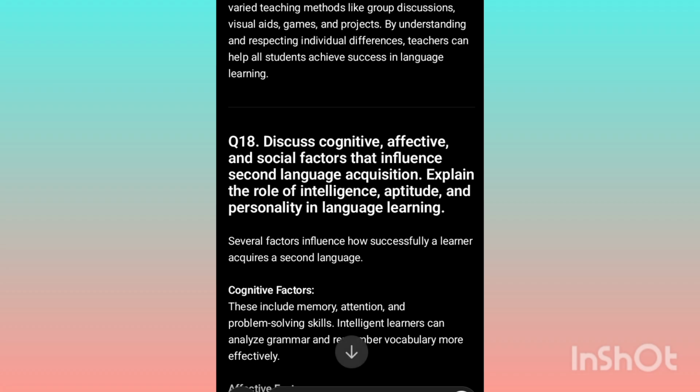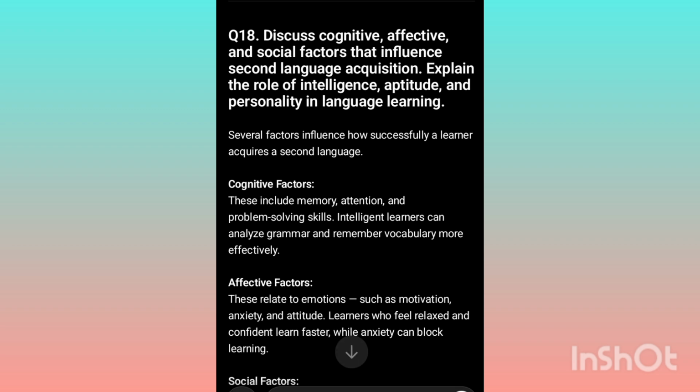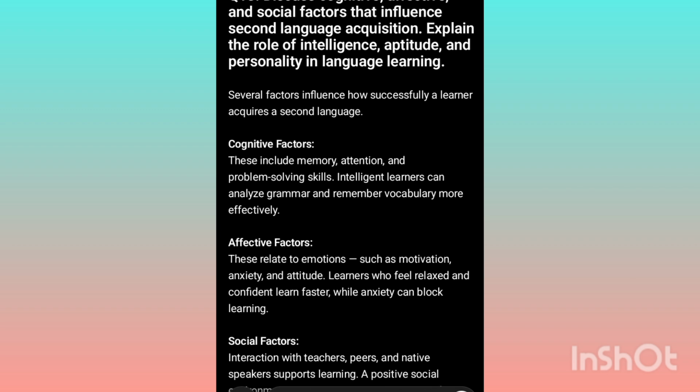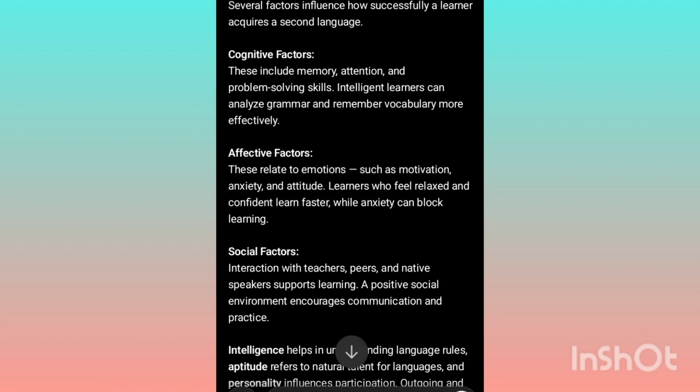Q18. Discuss cognitive, affective, and social factors that influence second language acquisition. Explain the role of intelligence, aptitude, and personality in language learning. Several factors influence how successfully a learner acquires a second language. Cognitive factors. These include memory, attention, and problem-solving skills. Intelligent learners can analyze grammar and remember vocabulary more effectively.